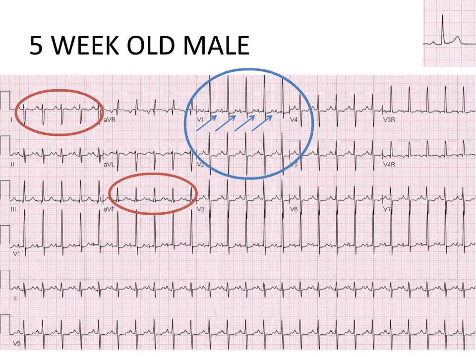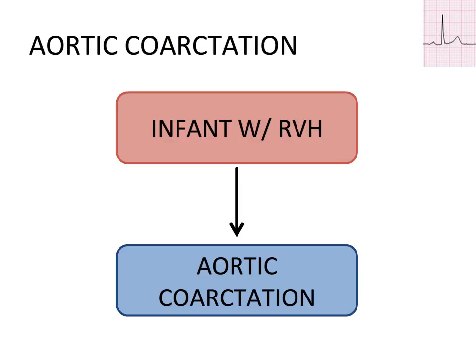Given the clinical scenario of an infant with an abnormally high blood pressure likely taken in the upper extremity with weak femoral pulses, symptoms of heart failure, and an EKG showing RVH, you want to think about aortic coarctation.